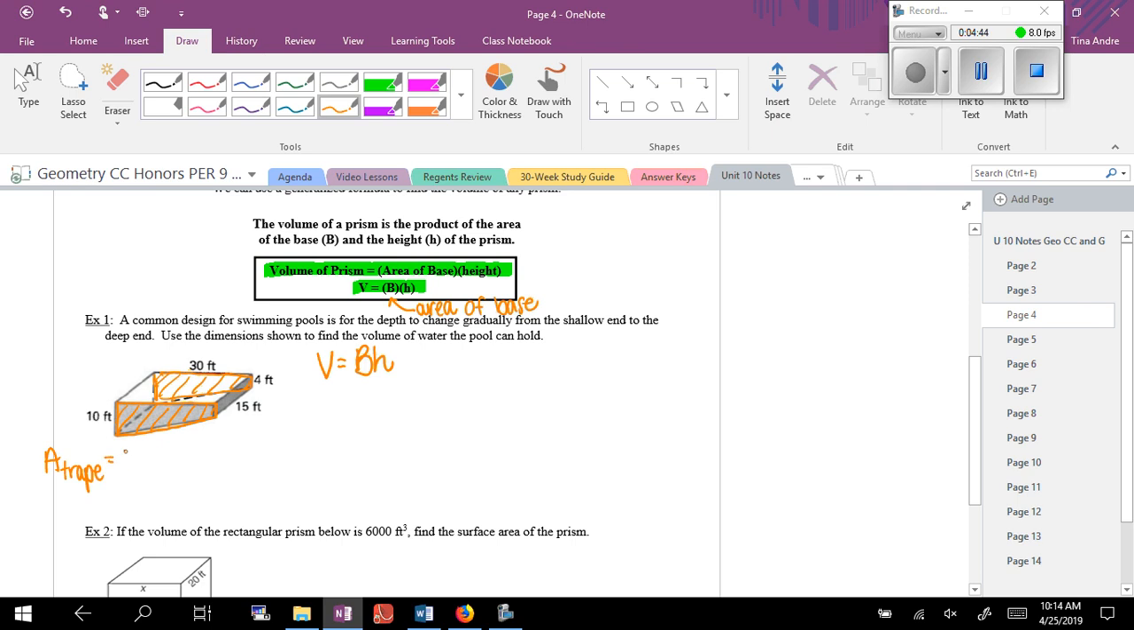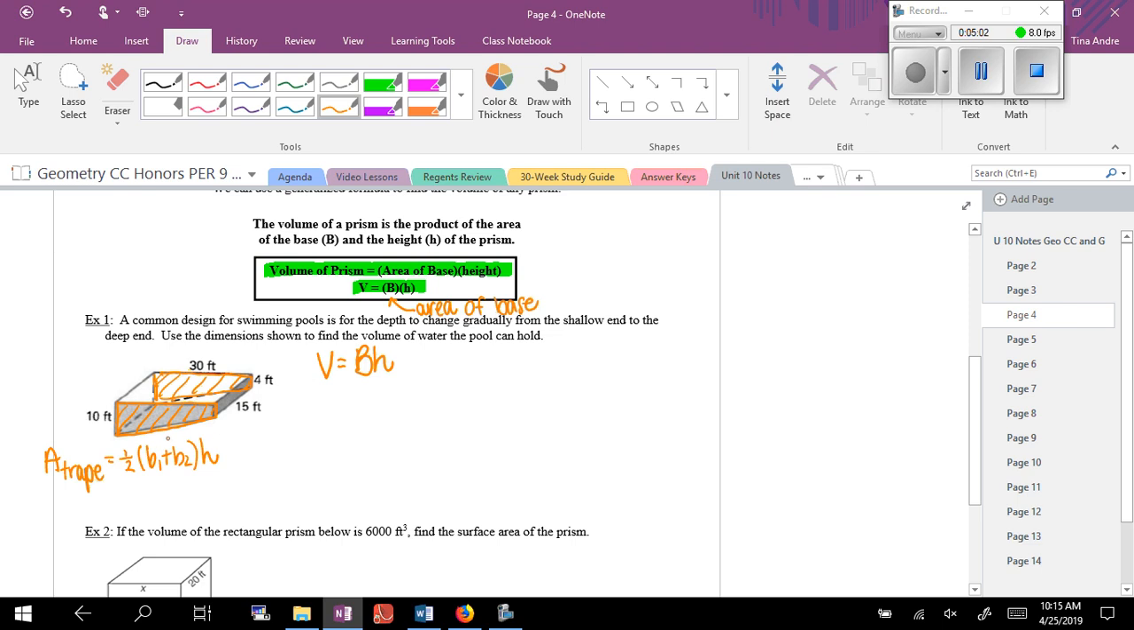So that's going to be 1/2 base 1 plus base 2 times the height, or you can think about it as base 1 plus base 2 times the height all over 2, doesn't make a difference. So let's go ahead and think about what I would be plugging in.